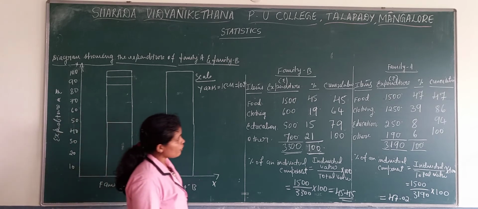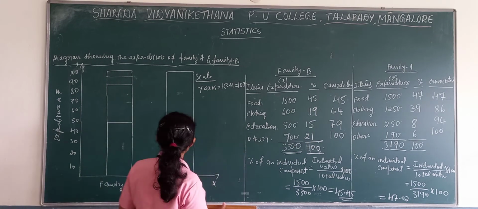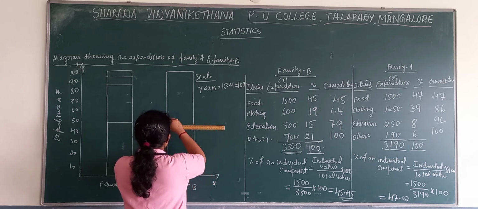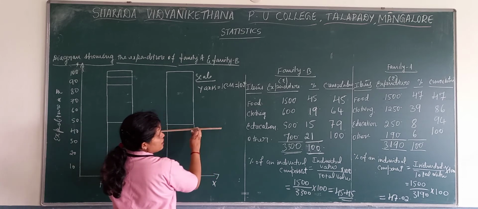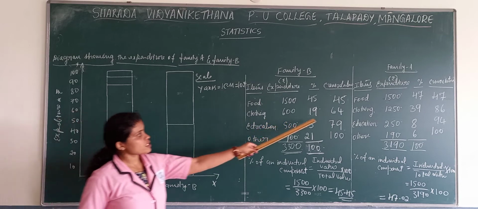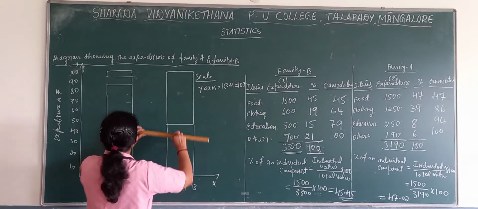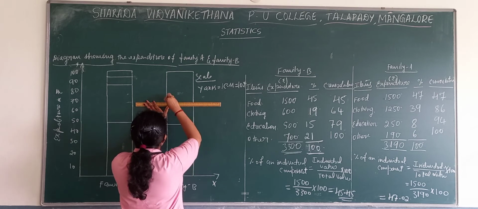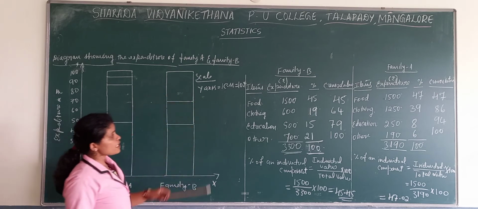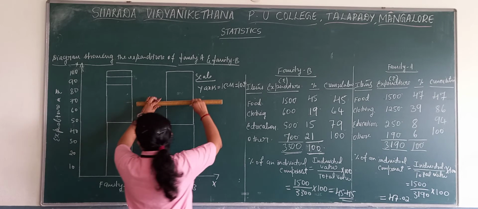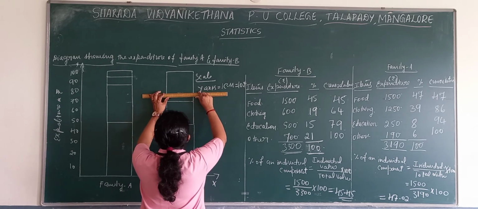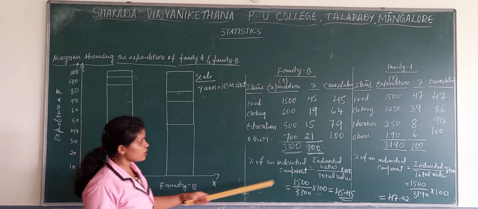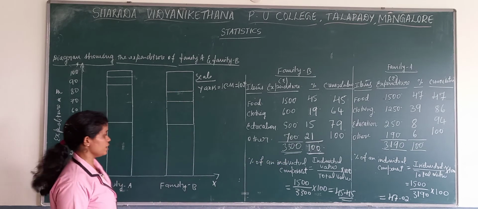Now we'll go with family B. Here food comes 45. Next, clothing comes 64. Then education comes 79. And the last one, others, reaches 100.